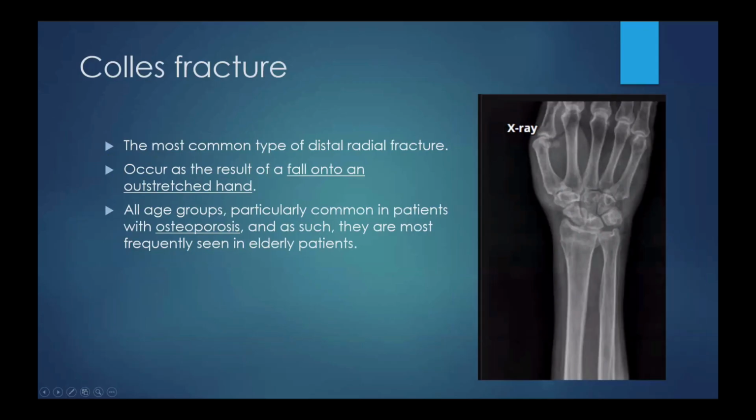One of the common fractures we also see in daily practice is Colles fracture. It is the most common type of distal radial fracture, usually diagnosed by X-ray, sometimes very occult and they couldn't see it and they request an MRI. It results when the patient falls onto an outstretched hand, and it can happen in all age groups, but most frequently in older patients with osteoporosis.